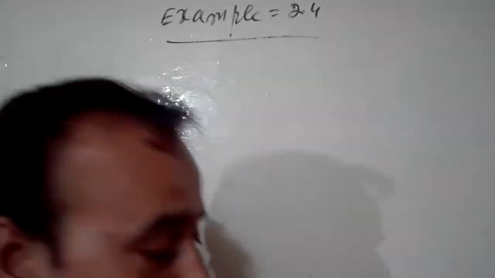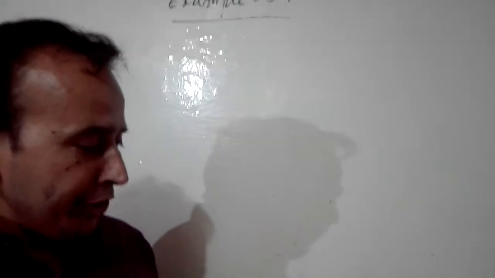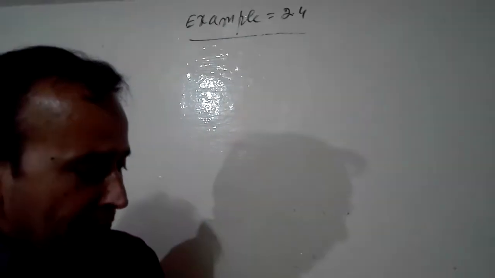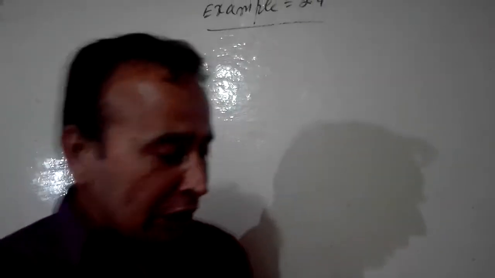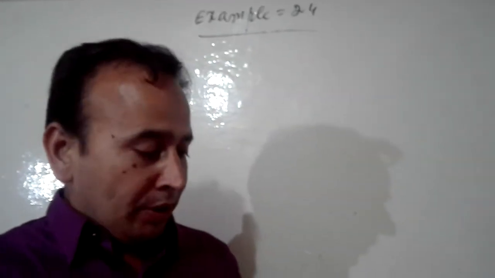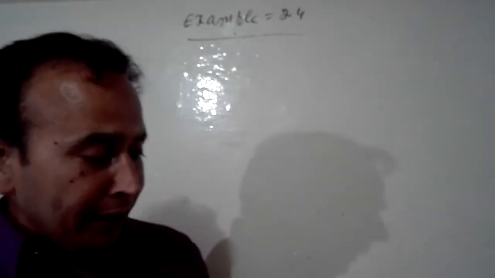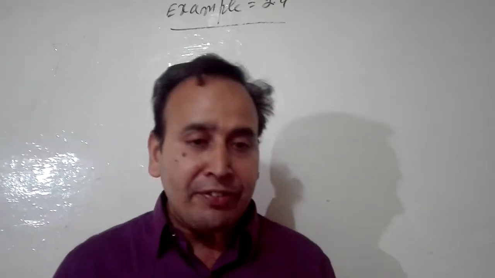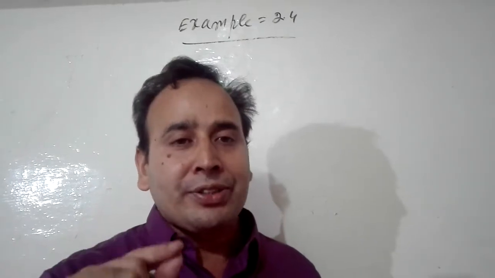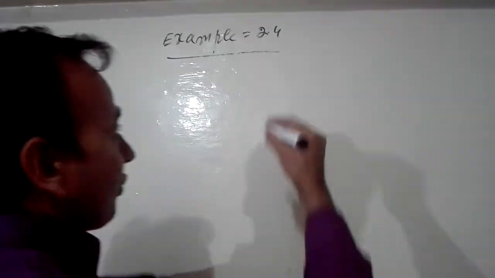Example 2.4. A car starts from rest. Its velocity becomes 20 meter per second in 8 seconds. Find its acceleration. So first of all, you have to write down the data. You have to open your book. In data, always remember that whenever somebody starts from rest, its initial velocity always becomes 0.